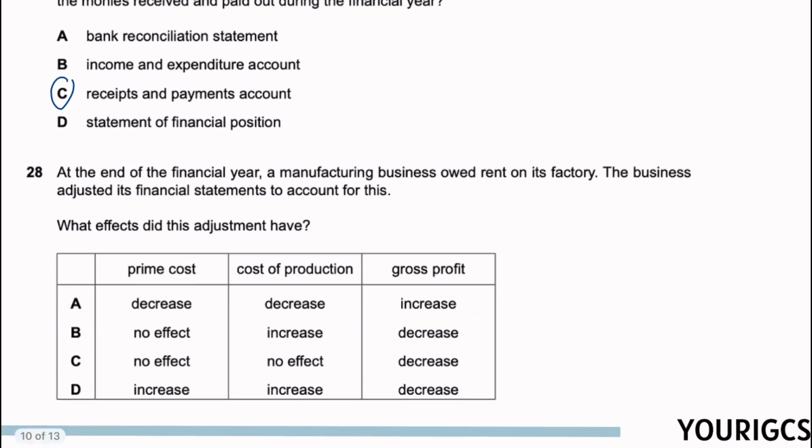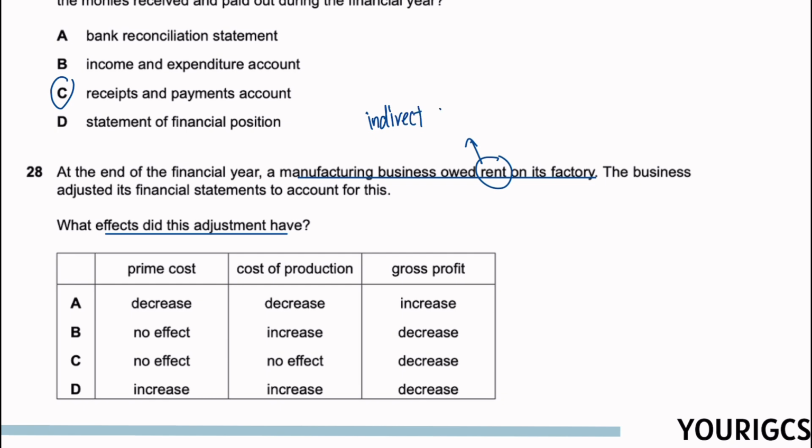Okay, 28. At the end of the financial year, a manufacturing business owed rent on its factory. The business adjusted its financial statements to account for this. What effects did this adjustment have? First, we need to know what rent is. It's an indirect cost. This means that it is not directly related to production, and it's a factory overhead.